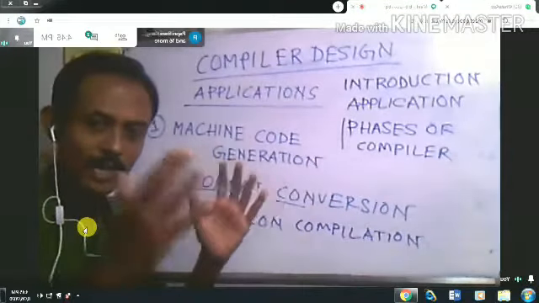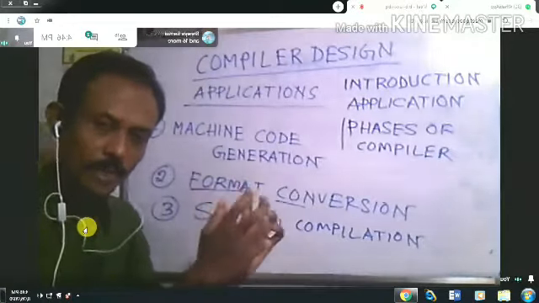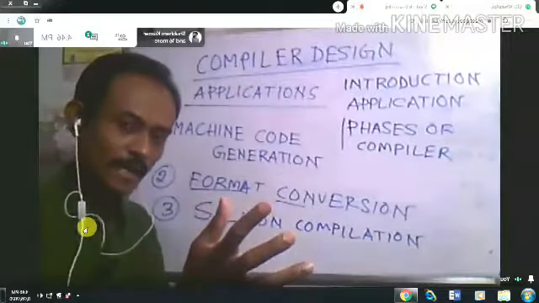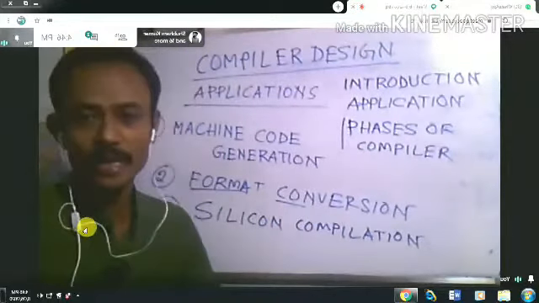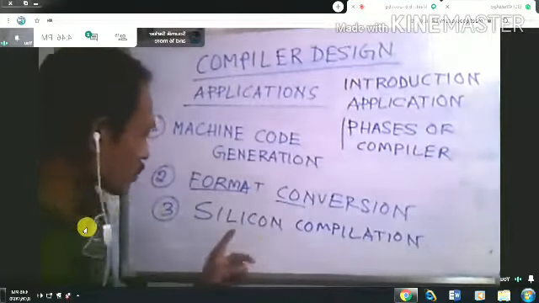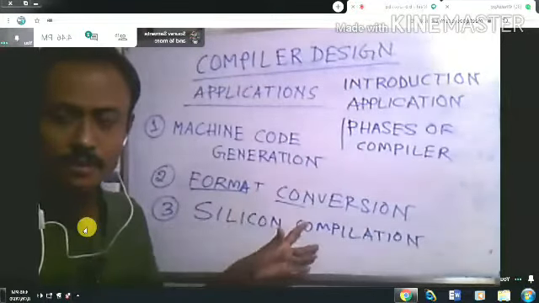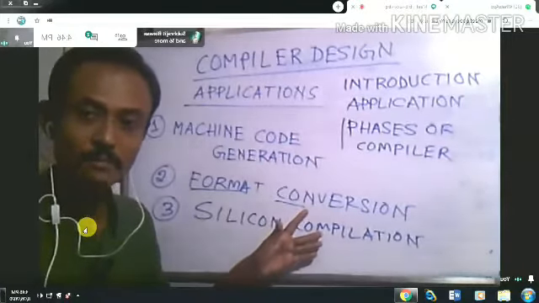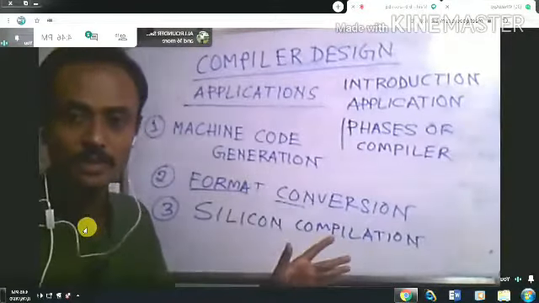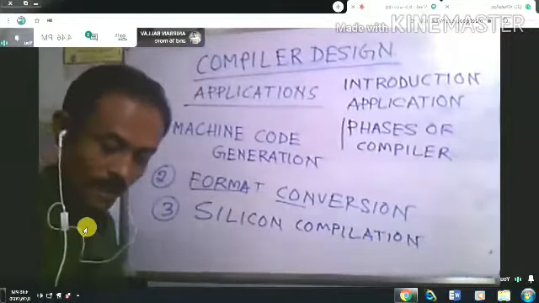CAD tool. So there are so many CAD tools that work in series. One CAD tool takes a Verilog program as input, and the output is also a Verilog program, which goes into another CAD tool. So basically these CAD tools are compilers, and this kind of compiler is called silicon compilation. And this is really a very valuable software industry, a very high paid software industry, silicon compilation. So this is another application of the compiler.